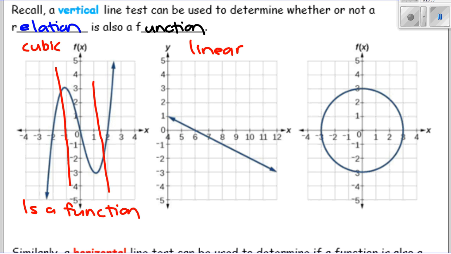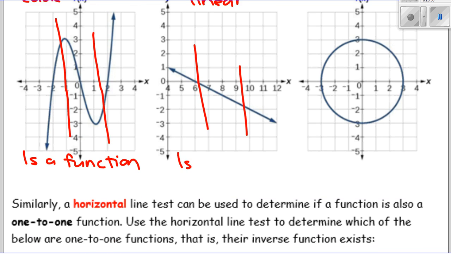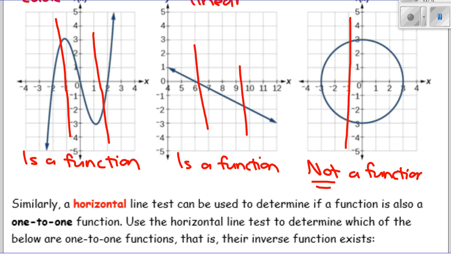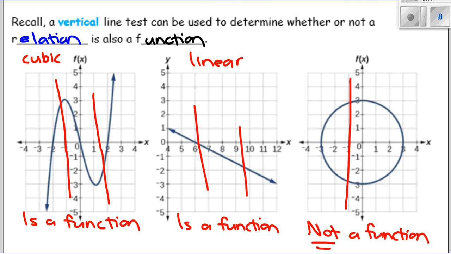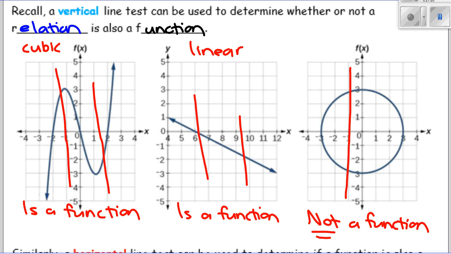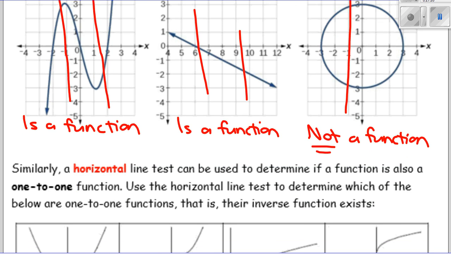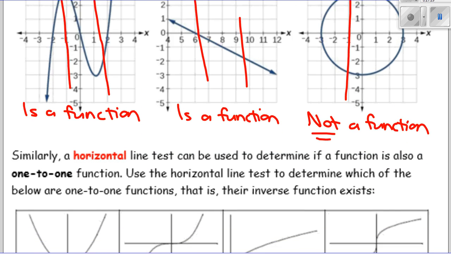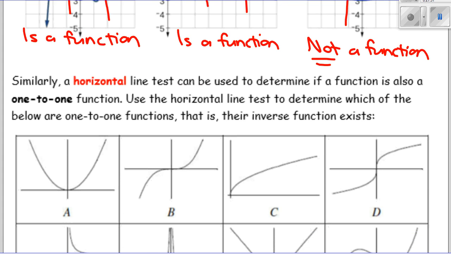Is it a function? Yes, it is a function. This weird round circle? Not a function. These are special equations, like x squared plus y squared equals 9. That's what generates these circles. The square root of 9 is 3, which is why it's got a radius of 3. Don't worry, you don't need to know those ones. So that one's not a function. That was just a recap of the earlier vertical line test stuff.